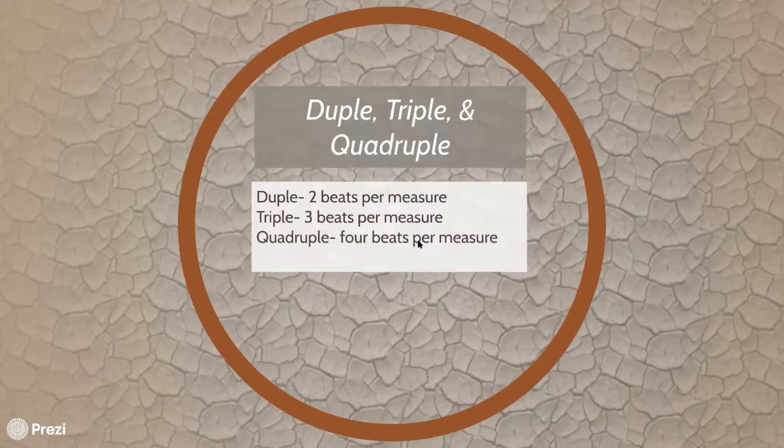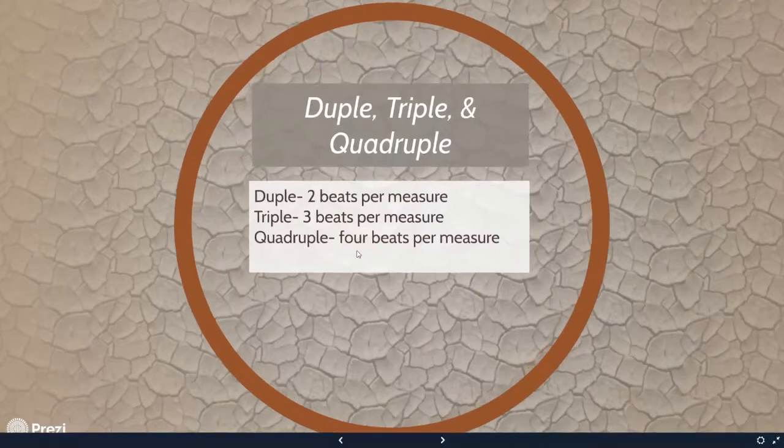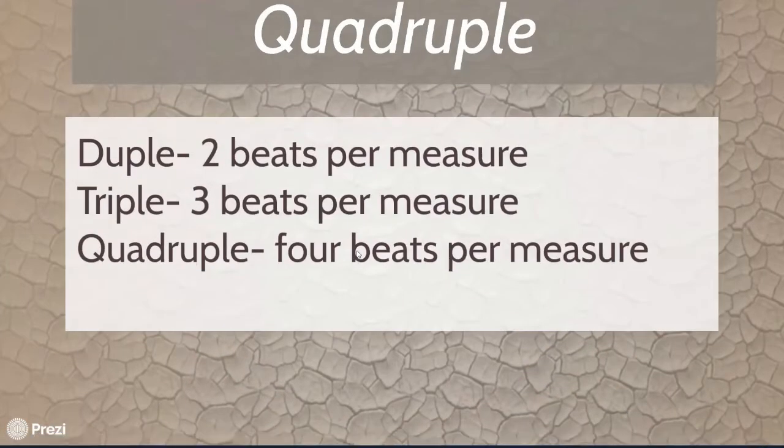Now let's talk about the meters that we have. There are 3 different meters, really only 2 when you think about it. The first meter is duple, then you have triple meter. You have quadruple meter, but most of the time quadruple can be broken down into duple. Duple means that there are 2 beats per measure. Now remember, a beat is not a count.